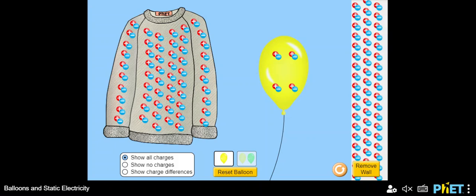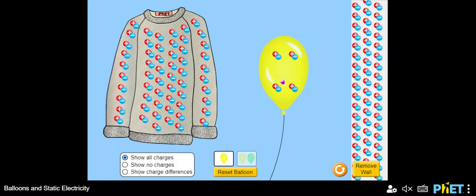So when an object loses electrons, it becomes positively charged because there are now more protons in that object than electrons. While the one that gained the electrons now has more electrons inside it, and so it is now negatively charged. So before I rub these, these three items are neutral because they have equal numbers of protons and electrons in them. So they are neutral.